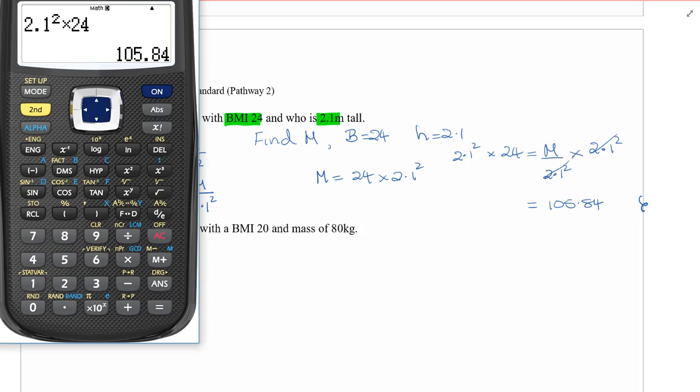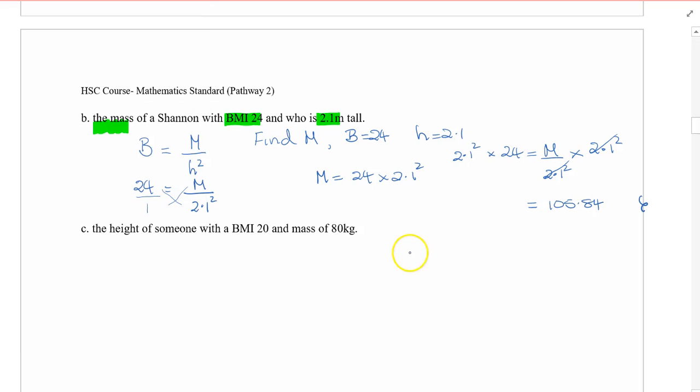And you can see there, that's a fairly straightforward calculation. 2.1 squared times 24 is 105.84. Let's have a look at the last part. Find the height. So find h. With a BMI, when b is equal to 20 and mass is equal to 80.